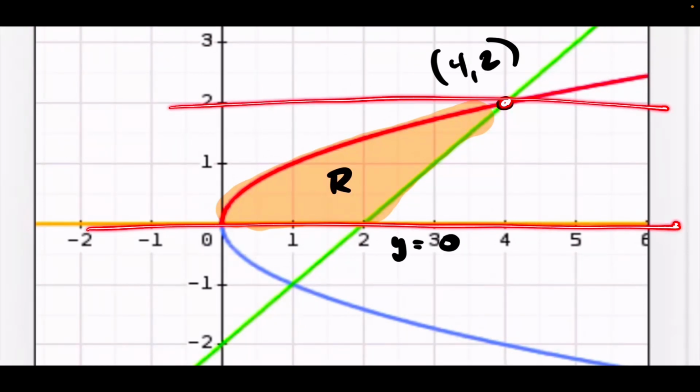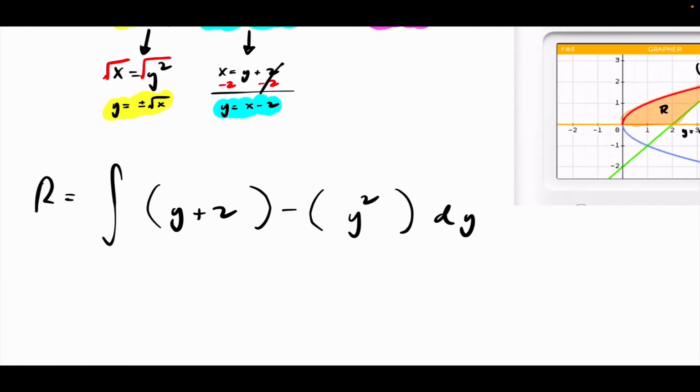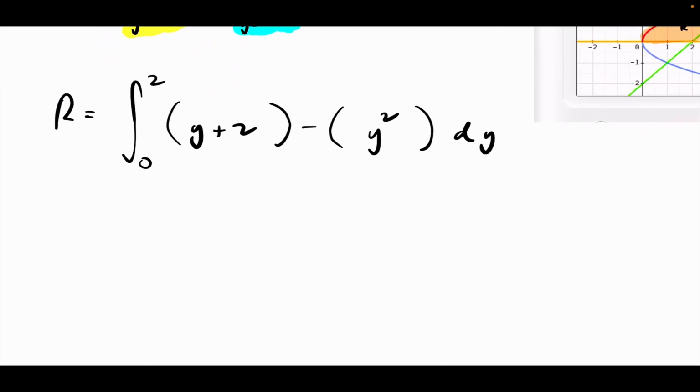So we need top minus bottom, not left minus right. We're not going to use the x's. x's are left and right, y's are top and bottom. So we're going to put 2 over 0. Done. The rest you can put in your calculator.